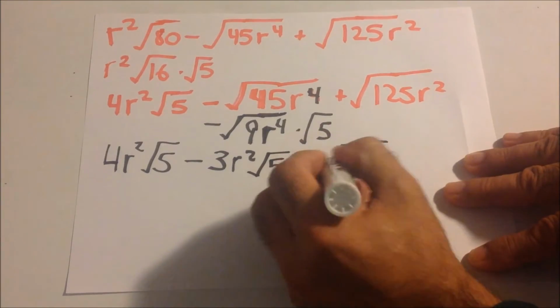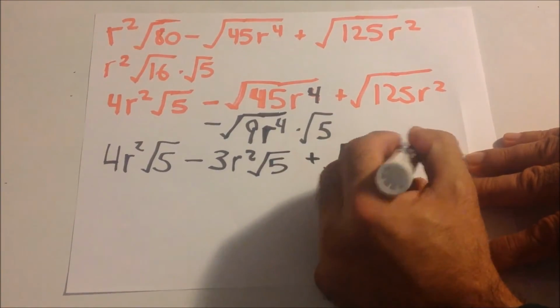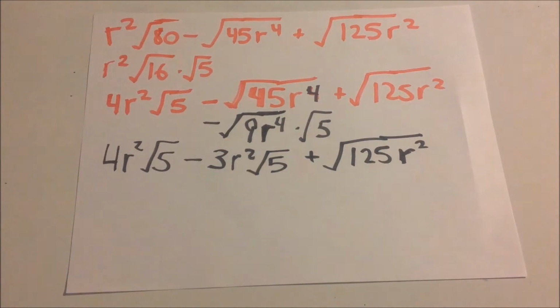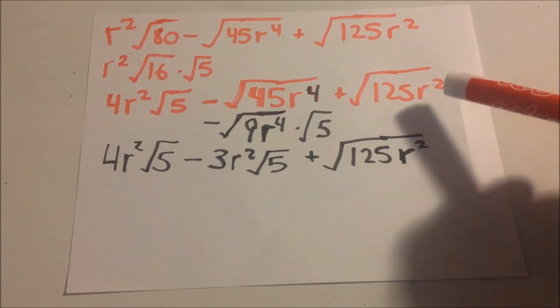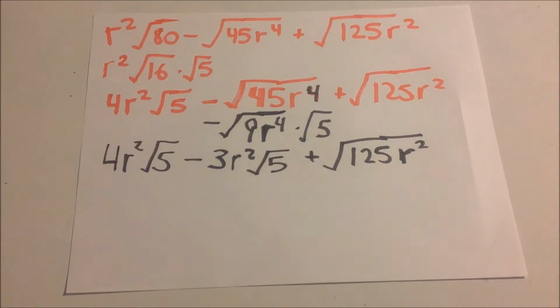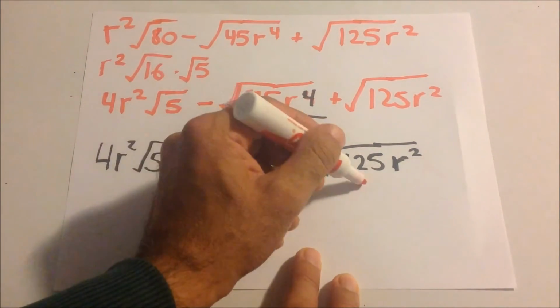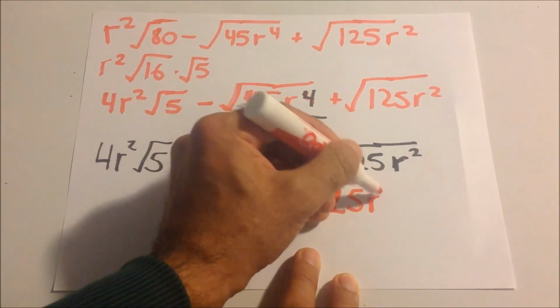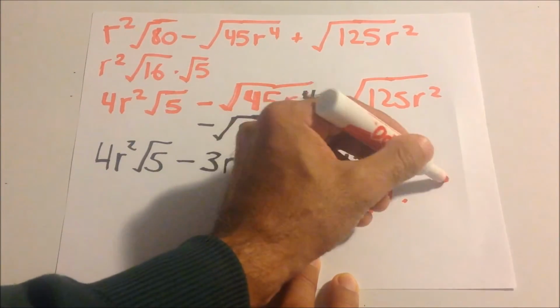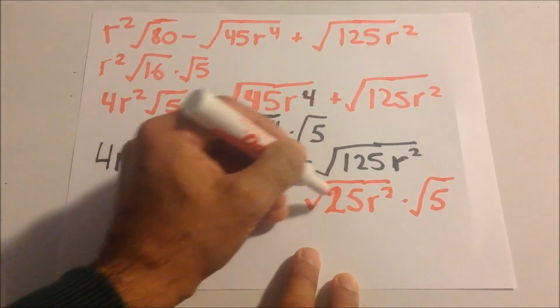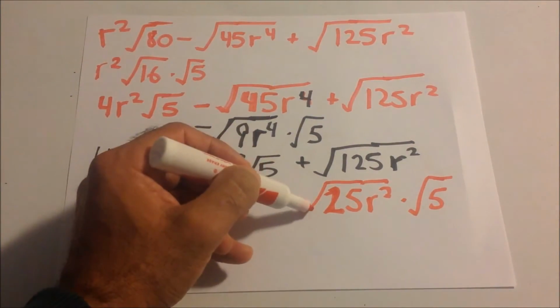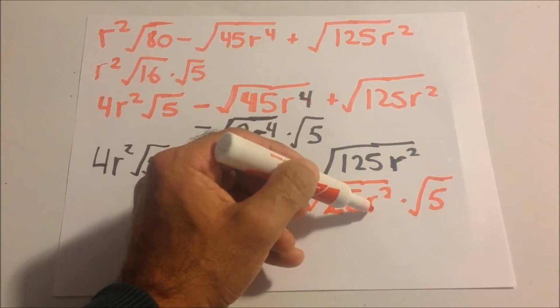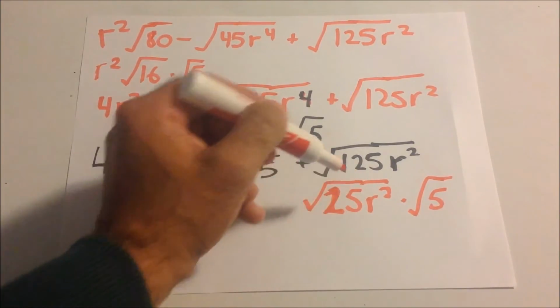Plus we have the square root of 125 r squared. I'll get another marker again, go back to red. Now the square root of 125 is 25 times 5. Don't forget that r squared is also a perfect square. So we can do the square root of 25 r squared, they're perfect squares, times the square root of 5. And the square root of 25 is 5. The square root of r squared is r. So they're free of the radical.